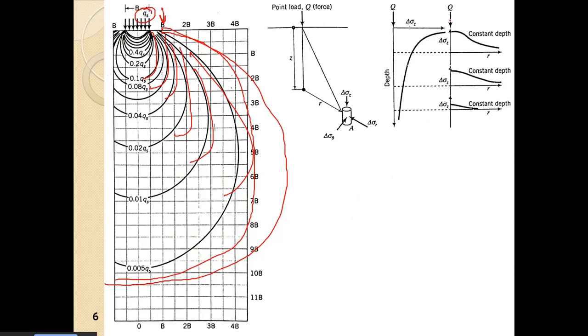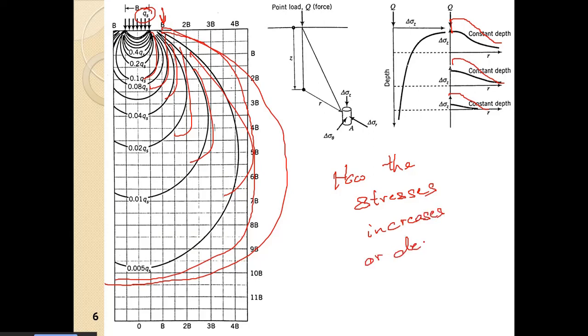So here what will happen, the stresses will increase. How the stresses increase, or decrease, and ultimately lead to a failed state or a yielding of the soil, that is the stress path, okay. So that is the stress path.